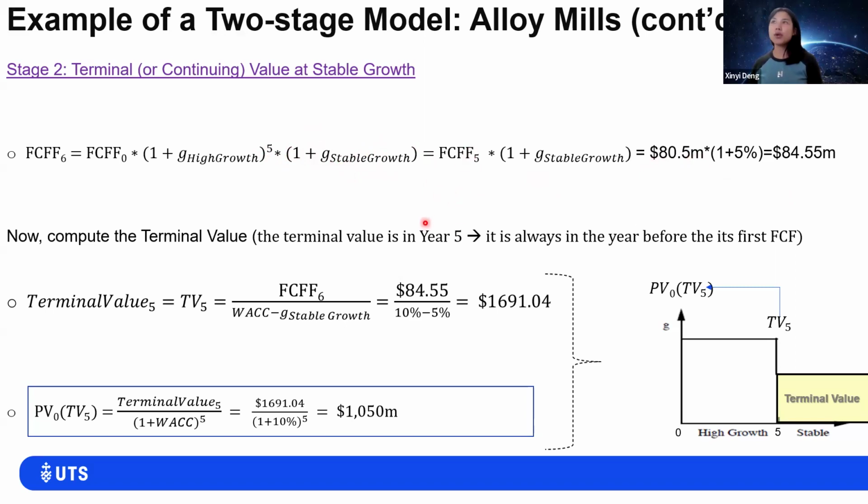So recall in the Excel sheet, we derived that the FCFF5 is just 80.5 mils. So the FCFF6 is just FCFF5 times 1 plus the lower growth rate. So that calculation leads to 84.55 mil.